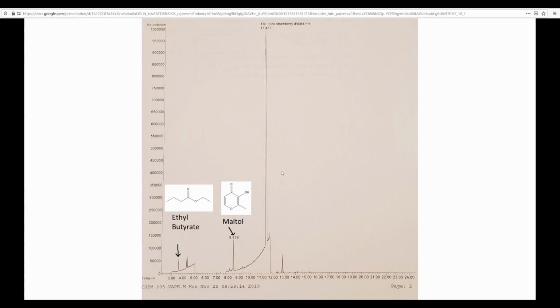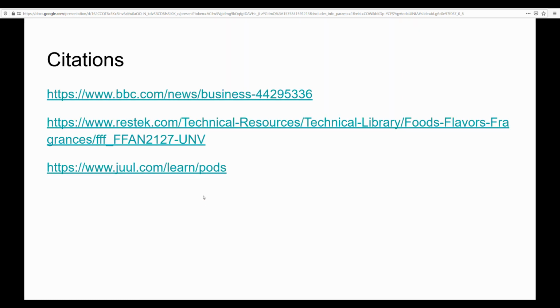Here's the other data from this pink strawberry flavor. The maltol gives you that fruity flavor, and ethyl butyrate is an orange flavor. That probably complements the citrusy tones of strawberry. And these are our citations.